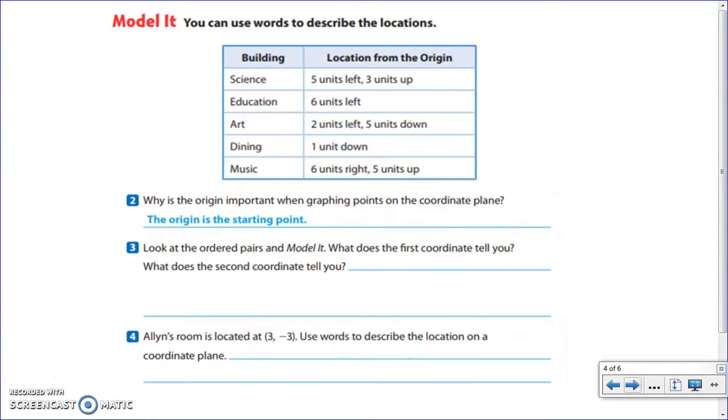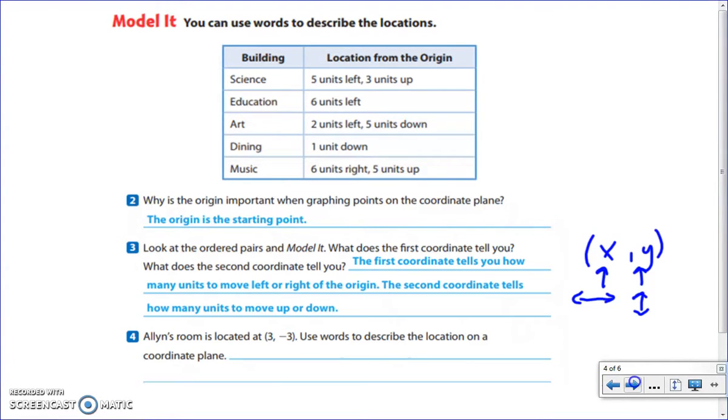It says look at the ordered pairs and model it. What does the first coordinate tell you? What does the second coordinate tell you? Well, the first coordinate, what they're talking about is what does the x value tell you? So we need to know what the x value means and what the y value means. The x value means left and right. The y value means up and down. The first coordinate tells you how many units to move left or right. The second coordinate tells you how many units to move up or down. And we all know left or down is indicated by a negative sign.